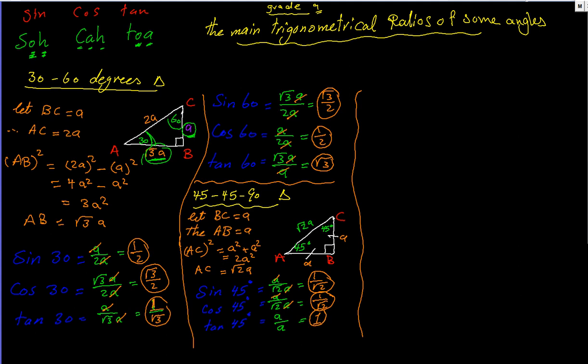Note that if you use your calculator to find sine 45, you will get root 2 over 2. Root 2 over 2 equals 1 over root 2. Cosine 45 is also equal to root 2 over 2. And 1 over root 3 equals root 3 over 3. Okay, let's see some exercises.